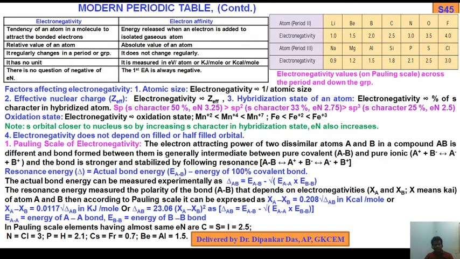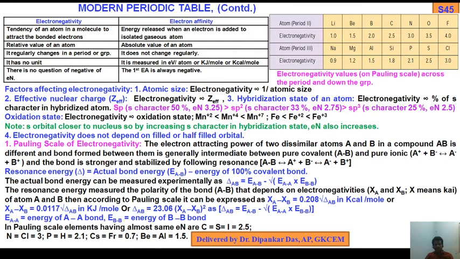Similarly for electron affinity, when you move from left to right, due to decrease in size and increase in effective nuclear charge, electron affinity also increases. When you move down the group, electron affinity also decreases, but in exceptional cases, fluorine is less than chlorine, phosphorus greater than nitrogen, and sulfur greater than oxygen. So these are the periodic variations and down the group variations of both electronegativity and electron affinity.